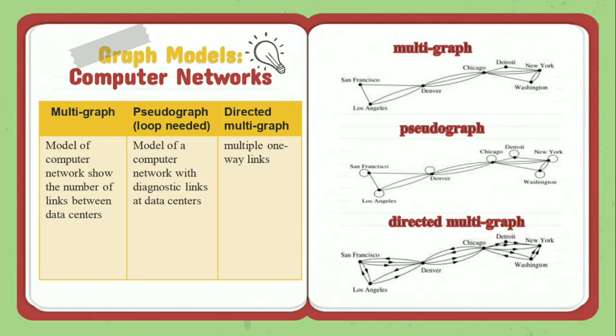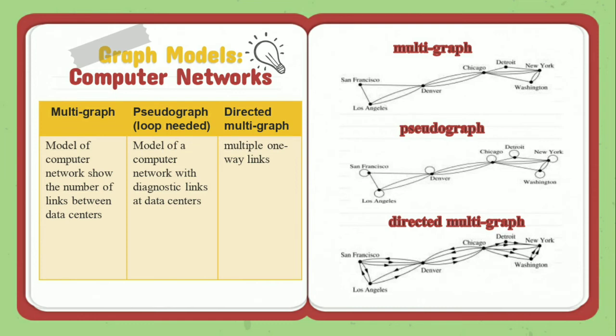multigraph. A multigraph is basically a model of a computer network that shows the number of links between the data centers. You can see in the example here that the model is used to show us the number of links between San Francisco, Denver, Chicago, Detroit, New York, Washington, and Los Angeles. It basically shows the number of links between data centers, and a multigraph is a suitable graph to represent computer networks.